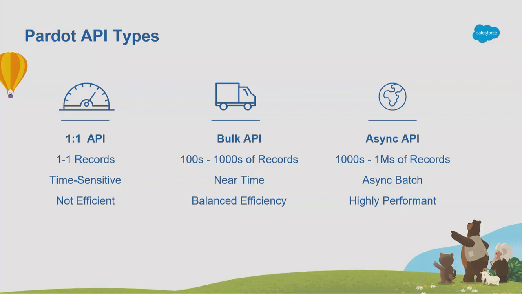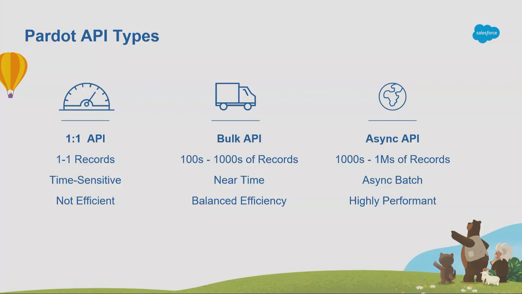First we have our one-on-one API, which is really around just accessing and modifying single records. This is going to be a really good use case when you need something that is time sensitive, such as you have an external system that has a UI, and you're updating information, say for a prospect, and you want that to be immediately reflected within Pardot.